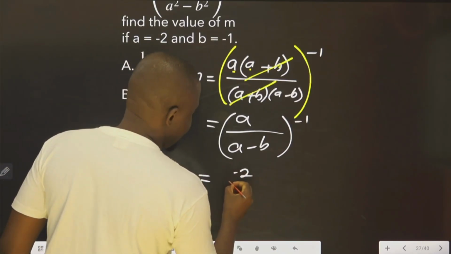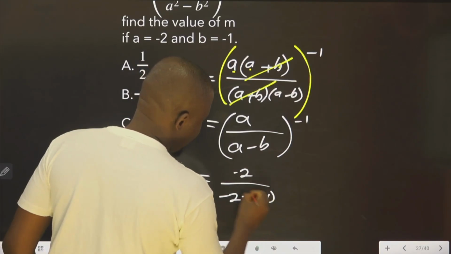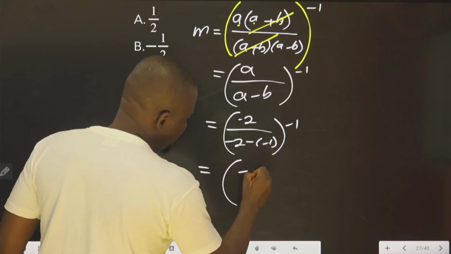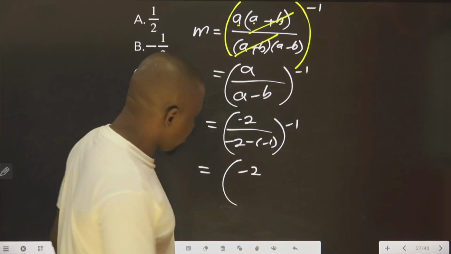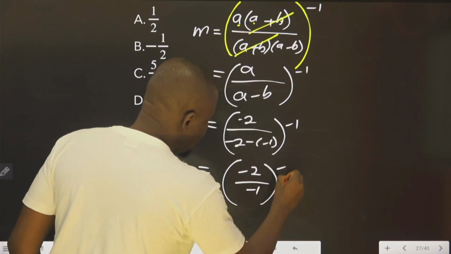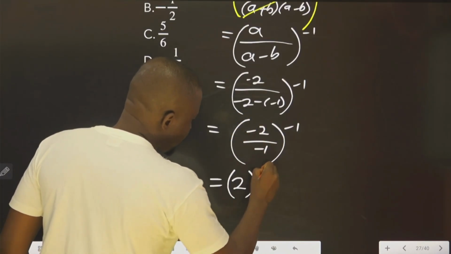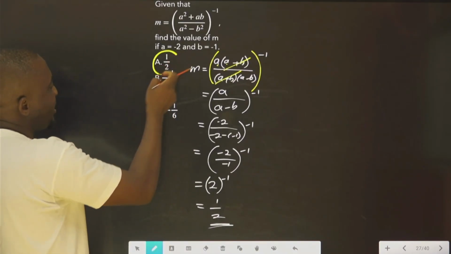Minus 2 is here. Minus 2 is here. b is minus 1. We still raise to power minus 1. You agree with me? If you solve this, this is minus 2. This is plus 1. Minus 2 plus 1 is minus 1. But minus 1, this and this will cancel. You have 2 minus 1, that is 1 over 2. So as you can see, A is the answer.